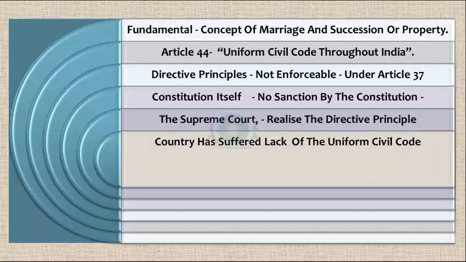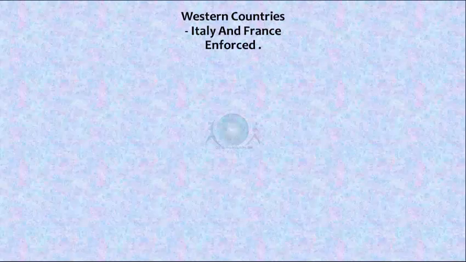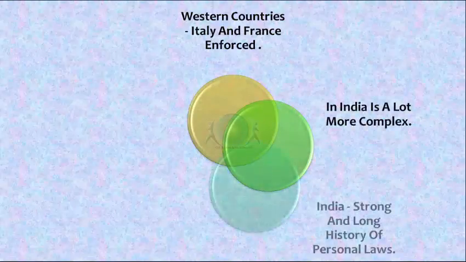In fact, it can be said that the country has suffered the lack of a Uniform Civil Code for about a century. It is high time that India had a uniform law dealing with marriage, divorce, succession, inheritance and maintenance. Even Western countries like Italy and France have enforced it, but the scenario in India is a lot more complex. India has a strong and long history of personal laws, and it cannot be given up so easily.